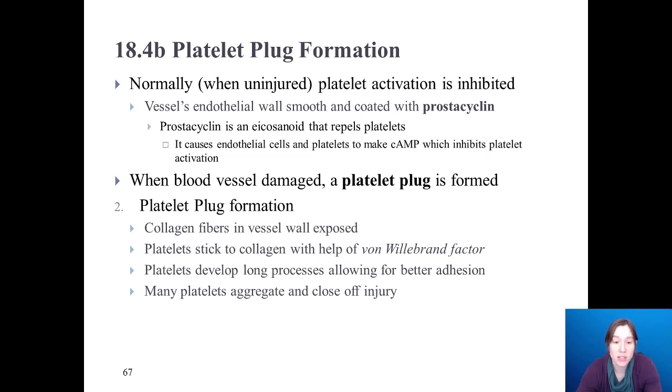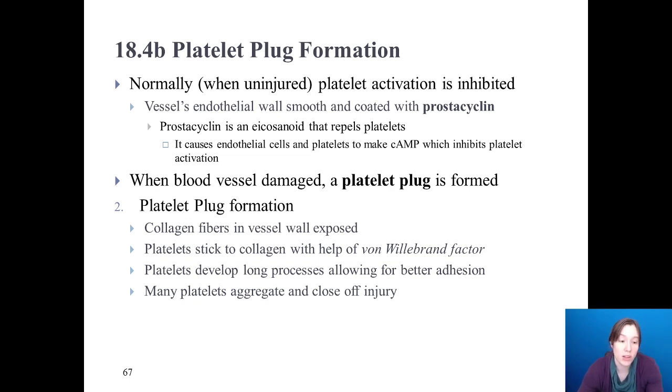But when a blood vessel is damaged, a platelet plug is then formed. So the blood vessel is damaged, that's going to break up the endothelial cells, right? And so the endothelial cells are going to be disrupted on the inside of that vessel wall. Collagen fibers in the vessel wall are exposed. And then since it's not smooth anymore, and the endothelial cells that are coated with that prostacyclin are damaged and disrupted, the platelets can stick to that. They stick to the collagen with the help of something called von Willebrand's factor.